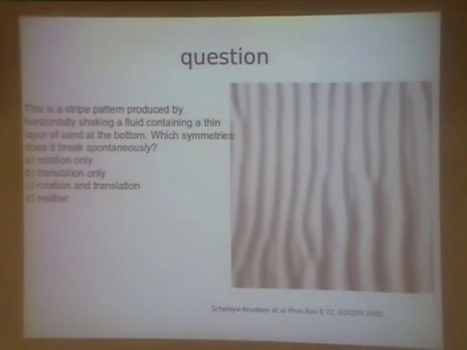The word spontaneous is important. It's obvious the pattern has broken rotation invariance and translation invariance. If you close your eyes to the presence of topological effects, you pretend it's perfect stripes. A is rotation only, B is translation only, C is both, D is neither. I couldn't think of very clever options. Think of 4 options.